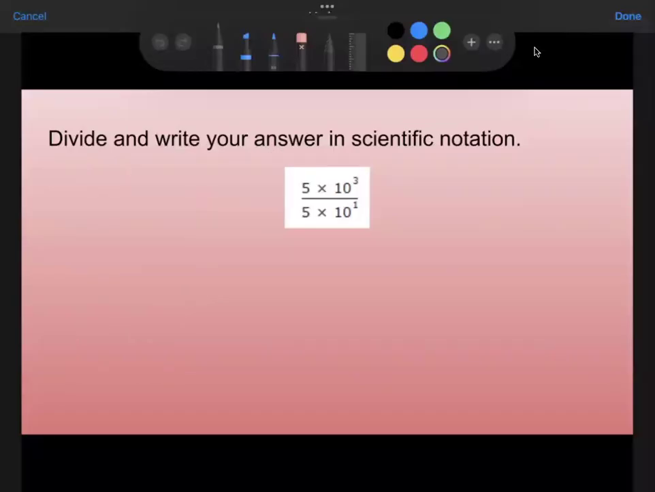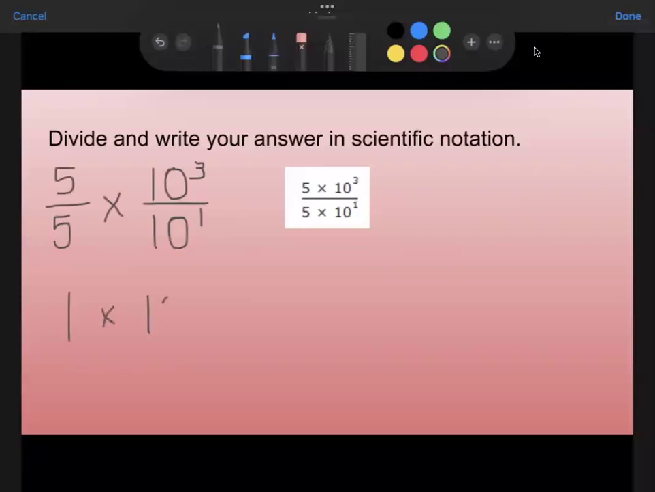Okay, here's our next example. We're going to divide 5 times 10 to the third by 5 times 10 to the first. So again, I'm going to rewrite it as 5 over 5 times 10 to the third divided by 10 to the first. On the left, we have 5 divided by 5, which is 1. I'm going to bring down the times.